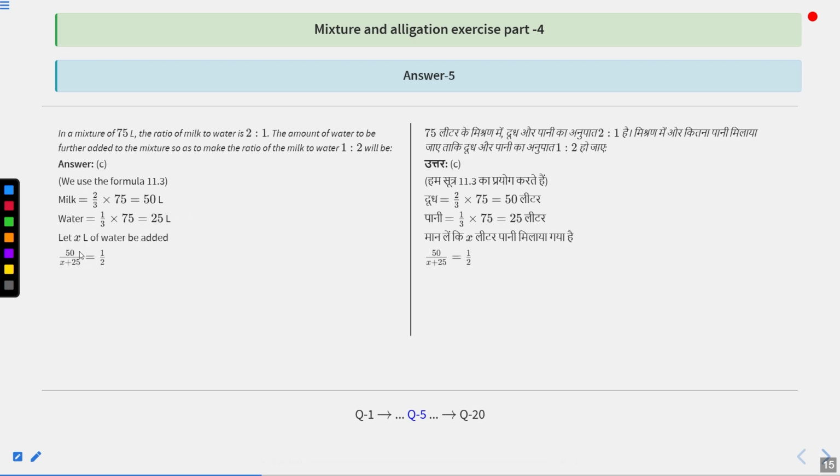Clear? So milk is 50 liter and x liter is the water added. 25 liter is already available and the ratio becomes 1:2. So we can compare it. Now when we compare it, we get the value of x, which is 75 liter. C is the correct answer. Next one.